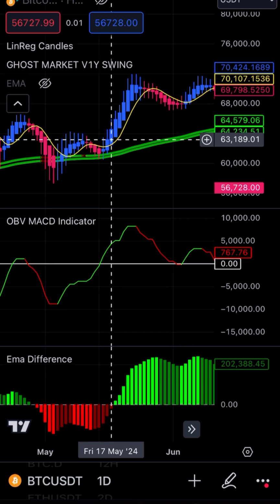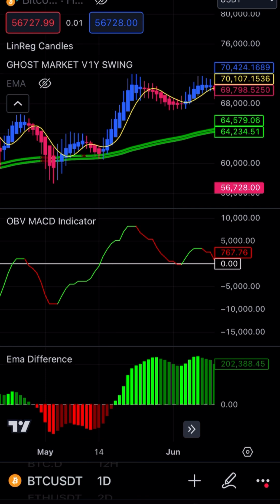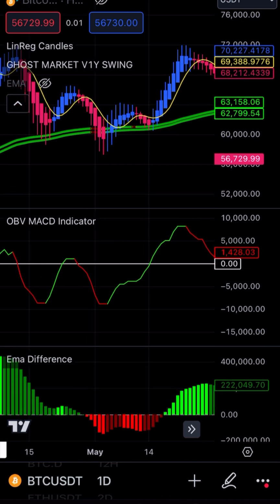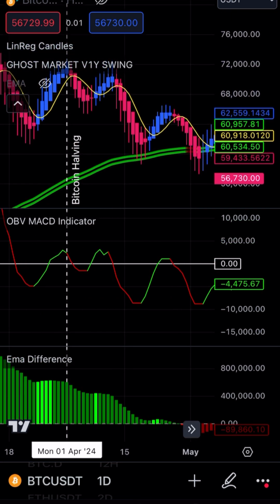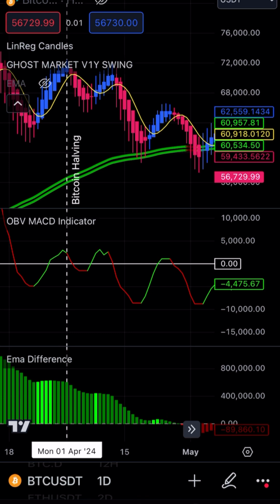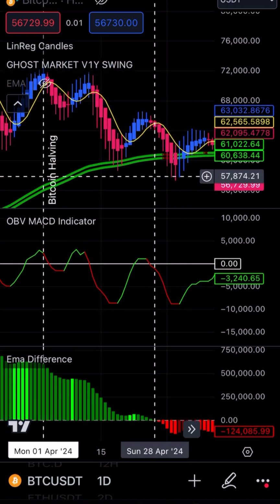It's crossing up on the zero line with the MACD. It's crossing up on the zero line with the EMA difference. The candles are above the linear line, and it's above the 90.95. So this is telling you that this is a pretty good trade. Let's look for a couple other moments here.